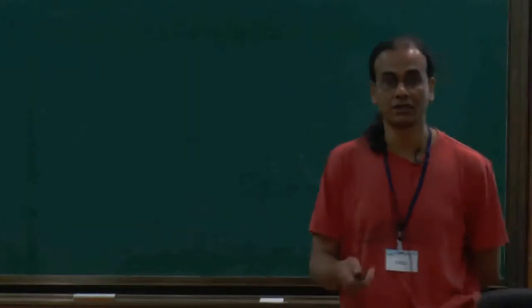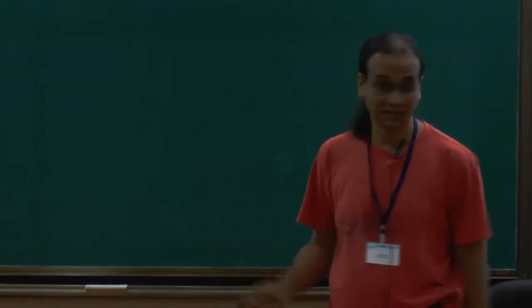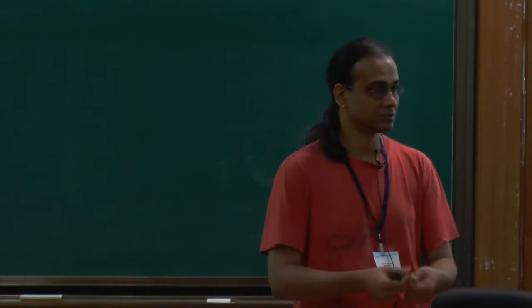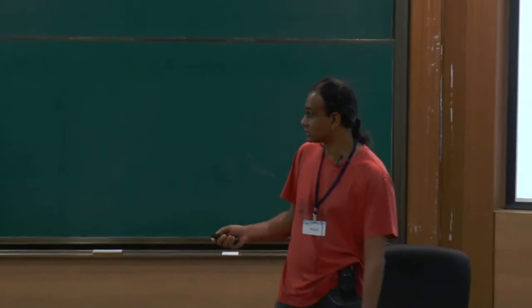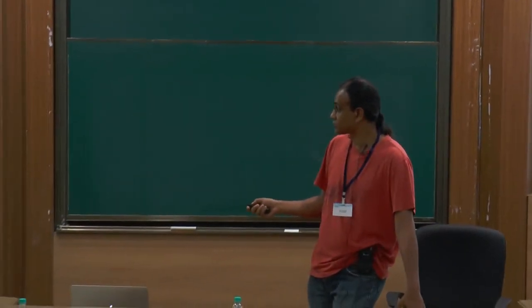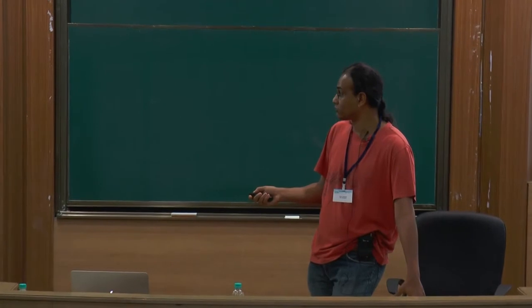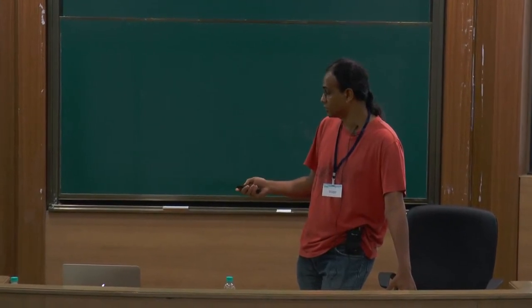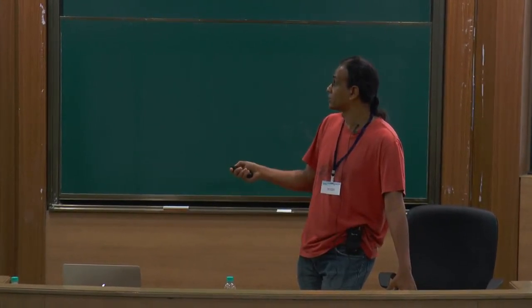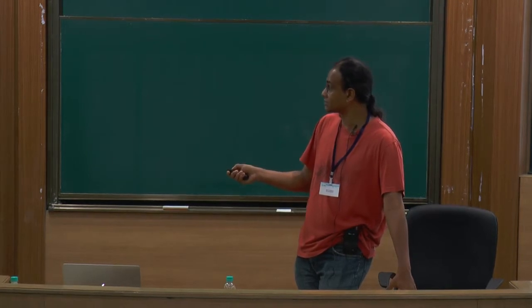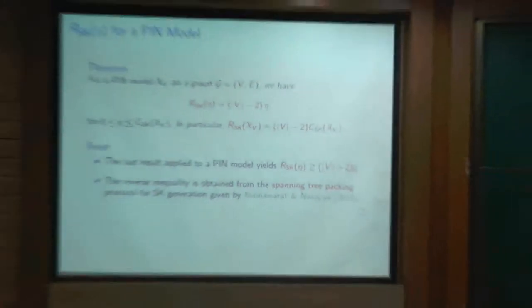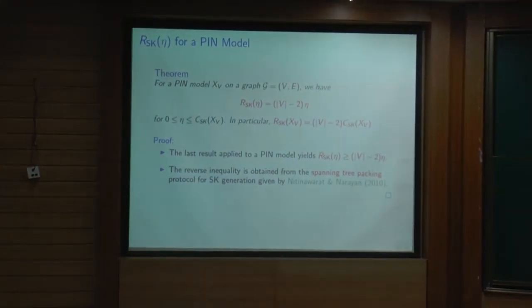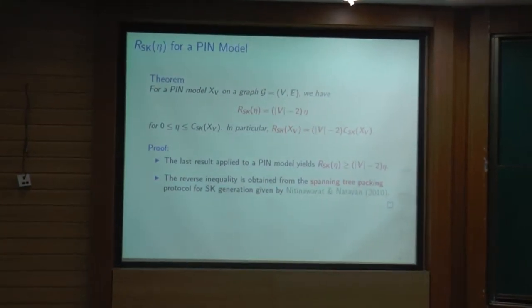In particular, if you apply this to a PIN model, the largest cardinality of a hyperedge is always 2. Every edge is of cardinality 2, because the hypergraph is just a graph. So this gives us a lower bound. For a PIN model, the lower bound is simply that R_SK of eta is greater than or equal to the number of vertices minus 2, multiplied by eta. But the reverse direction inequality is obtained directly from the spanning tree packing protocol that I have given earlier by Csiszár and Narayan, and Kashyap.